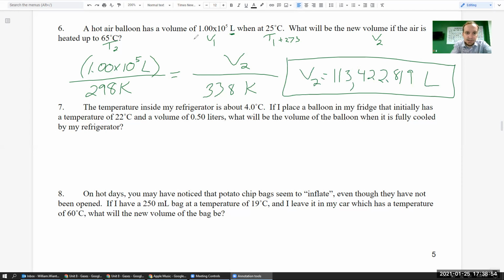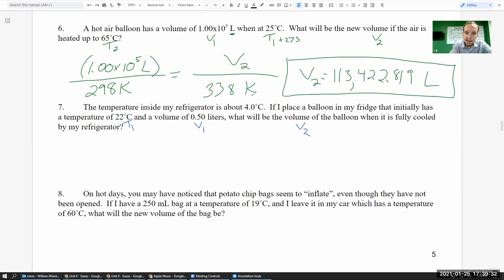Number 7, it says the temperature inside my refrigerator is about 4 degrees. Again, that is the standard temperature of a refrigerator. That is common. All right, so it tells me that my refrigerator is 4 degrees Celsius. Okay, that again is not surprising. If I place a balloon in the fridge that initially has a temperature of 22, that is our T1, and this is our V1. What will be the volume of the balloon when it is fully cooled in the refrigerator?